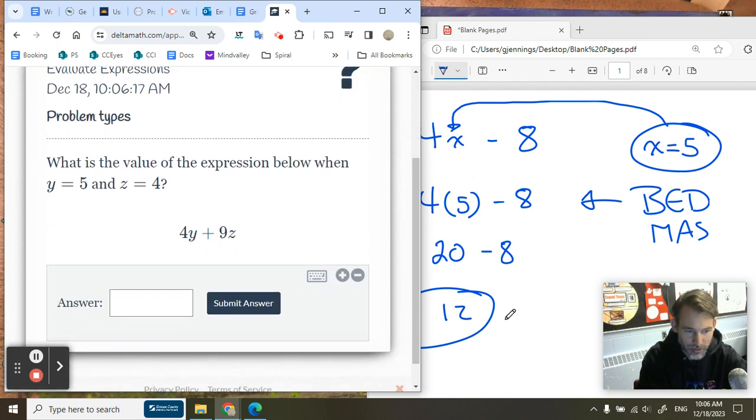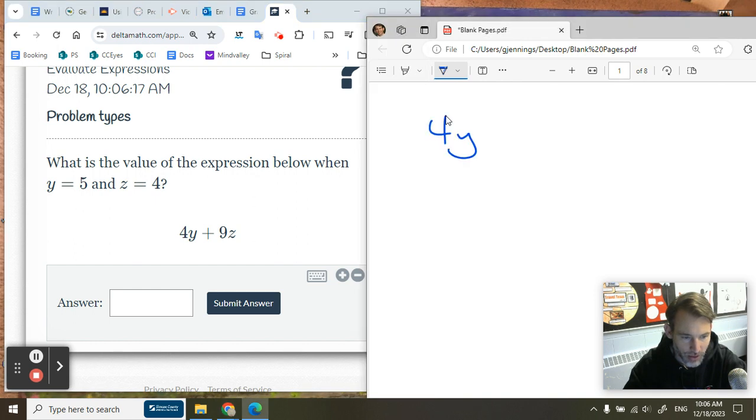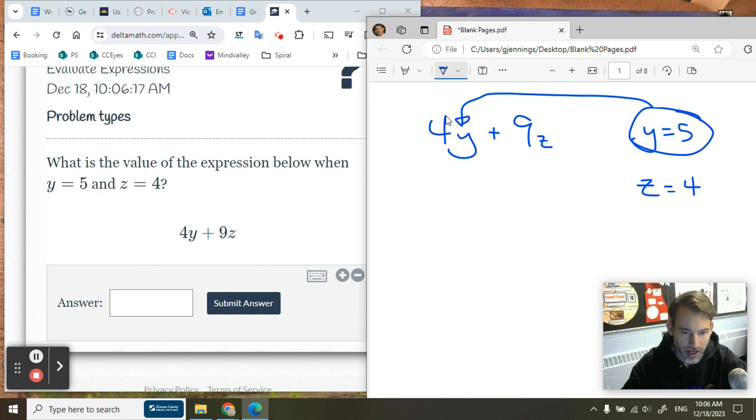Oh, wow, this one is a little different. How is it different, Mr. Jennings? Please show us. Well, I start, like any problem, by copying it out: 4y plus 9z. But I know these pieces of information. y equals 5 because the question said so. z equals 4 because the question said so. Now, wherever I have y, I put 5. Wherever I have z, I put 4. And I just evaluate.